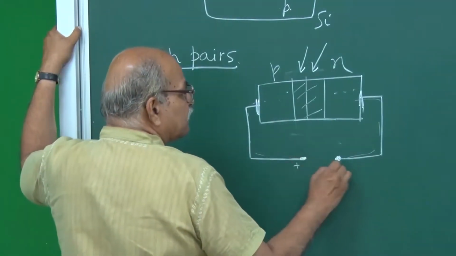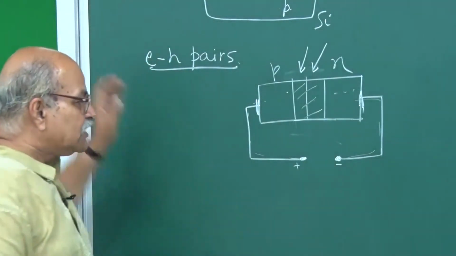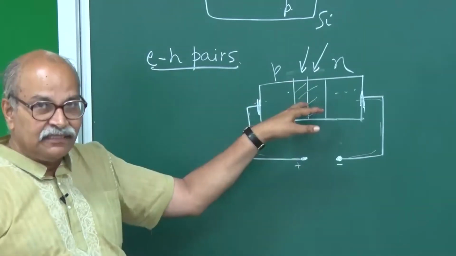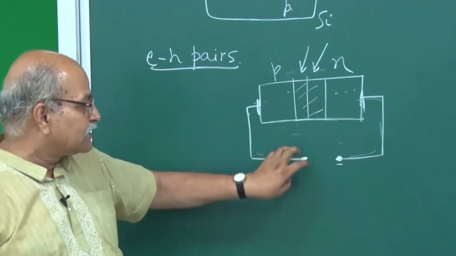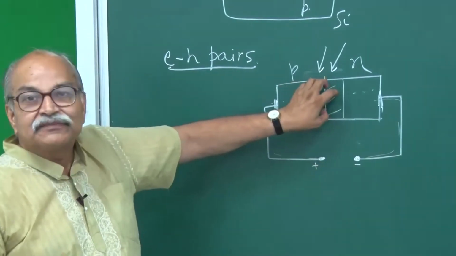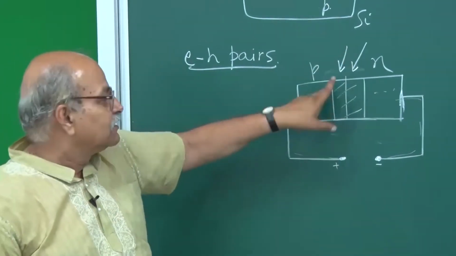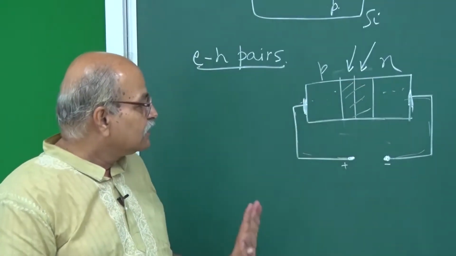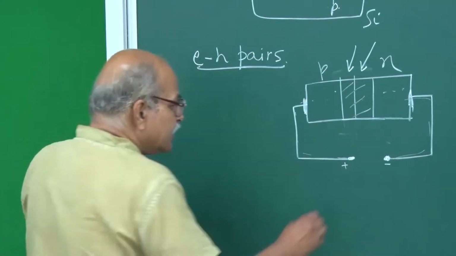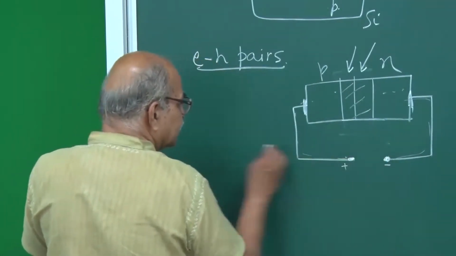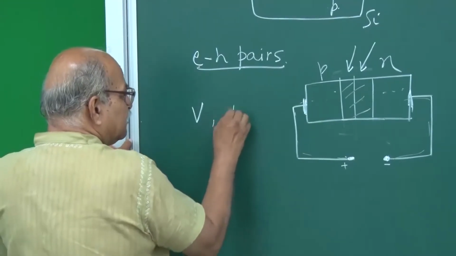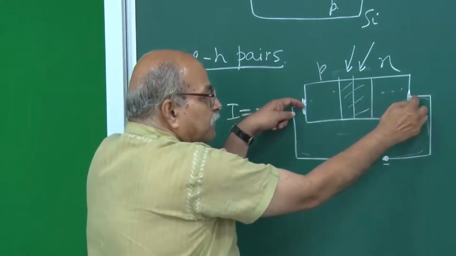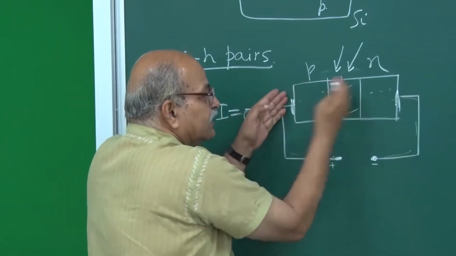So a potential will be developed, and because of that potential you have some kind of forward biasing, which at certain concentrations will balance this reverse drift current which is going because of this electric field, and things will be settled. So in this case you will have some potential difference here. I will be 0, there is no current, but there is a voltage difference across this p side and n side.